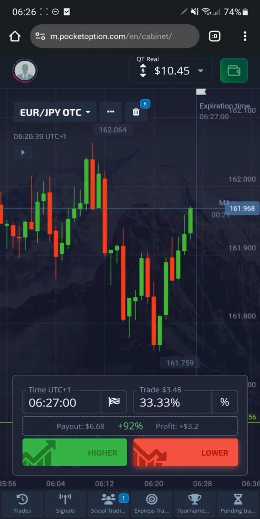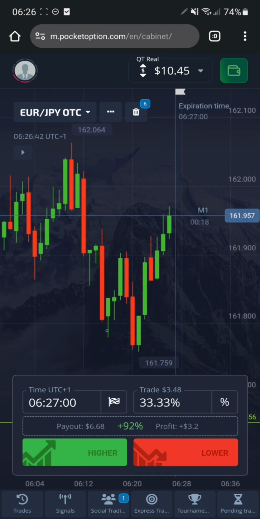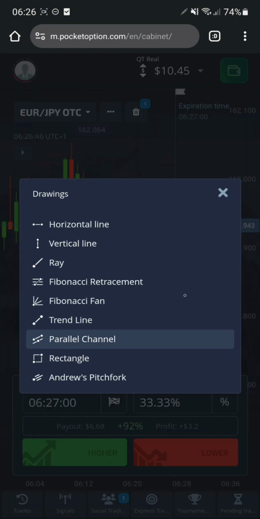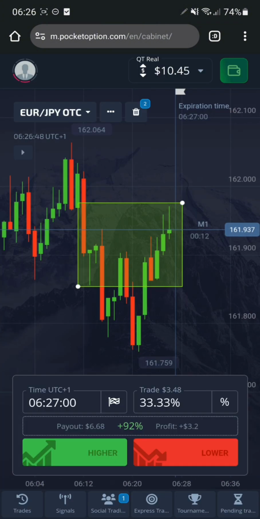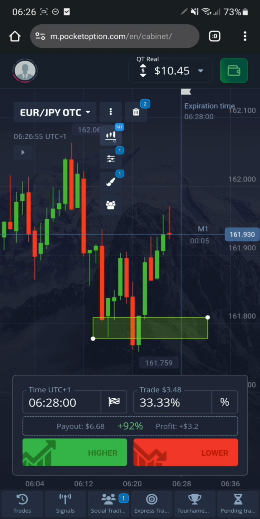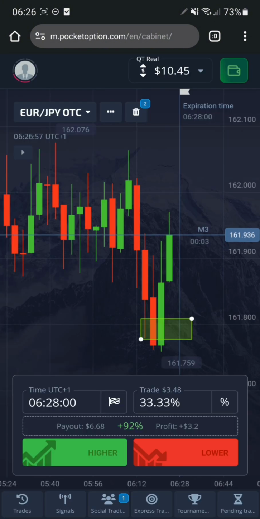Okay, this is looking like a QM level. Let me check it quickly if the QM level is valid. We have this. So this is the QM area, but let me confirm it quickly at M3. If we have an engulf, okay, cool. We have an engulf here.